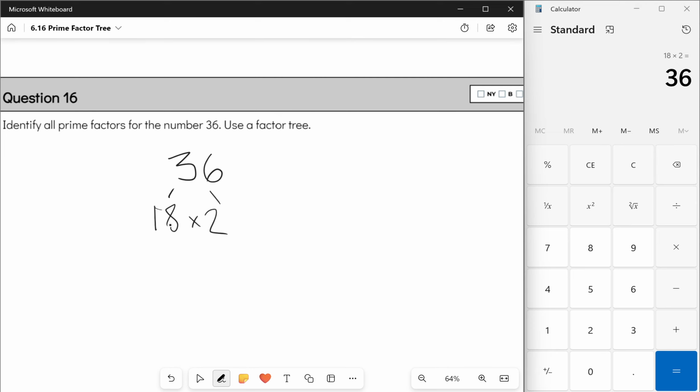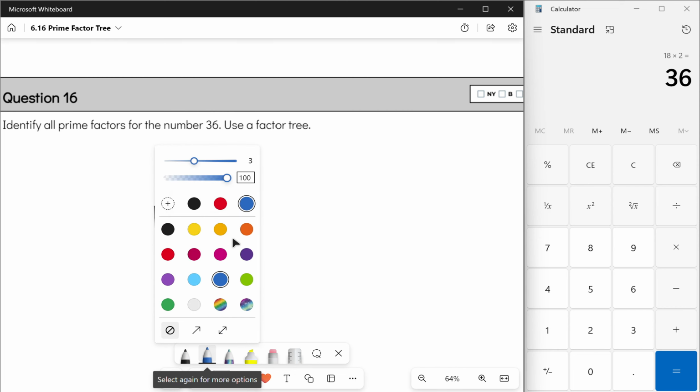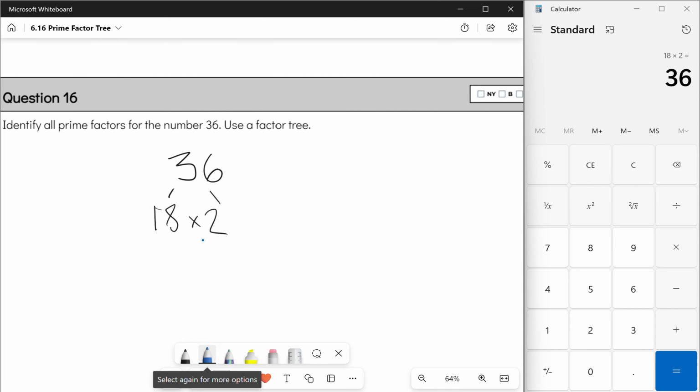But with 18, we can do 18 and 1, but we can also do 9 and 2. We could do 6 and 3. So there's more work to be done here. This isn't a prime number, not yet. Now, 2 is a prime number, so I'm going to take a different color. Let's see if I can get a nice blue going. And I'm going to circle 2 because it is one of the prime factors for 36, but we want to identify all of the prime factors for 36. So there's more work to do on this 18.